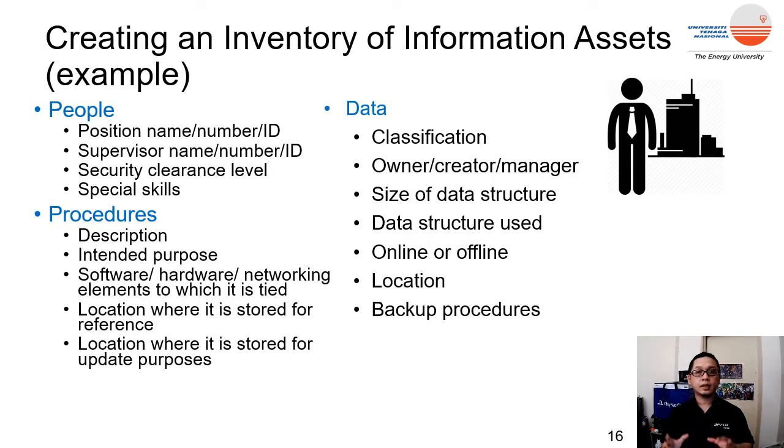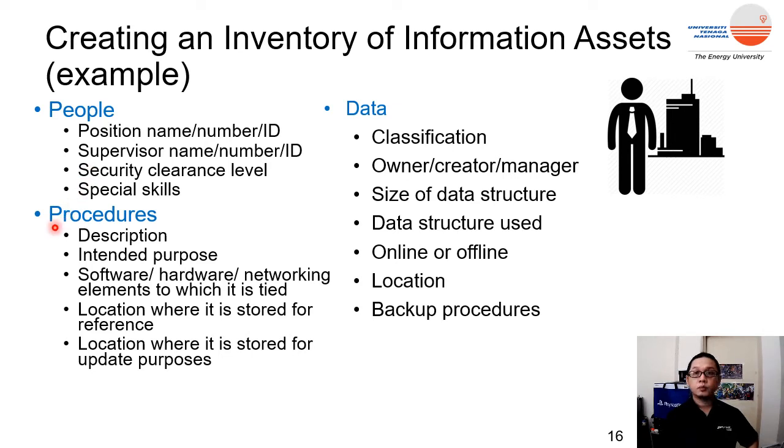So these are just an example of the categories of asset that you can have in your organization. So perhaps you can have the people category. In this people category, perhaps you can have information such as the position, the supervisor's name, the security level clearance, and the special skills that the people have.